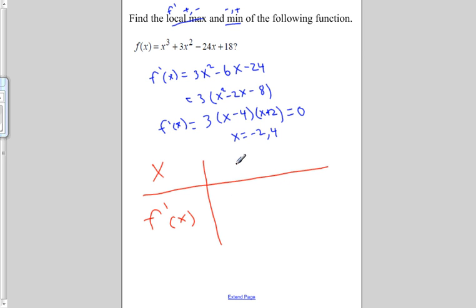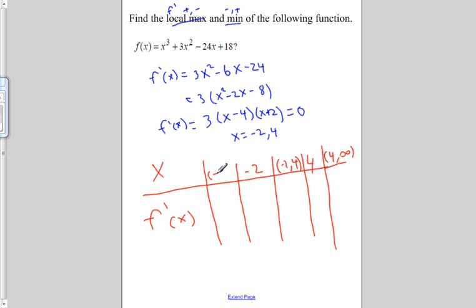So what we do is we put -2 and 4 and spaces in between. Here are the values of x that are between -2 and 4. And here are the values of x that are greater than 4 up until infinity. And here we have -infinity to -2. Okay, so we know that our derivative is 0 here and 0 here.